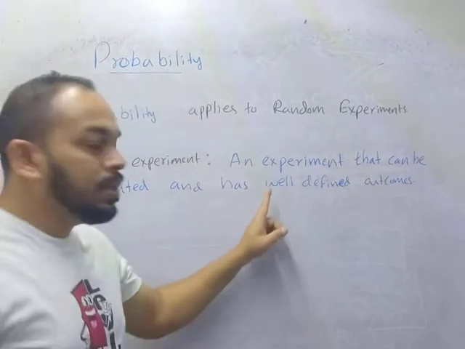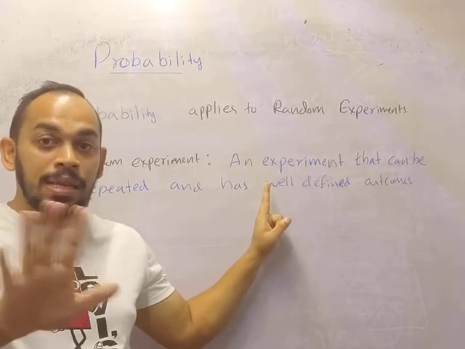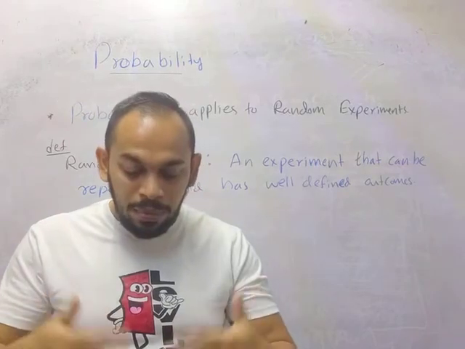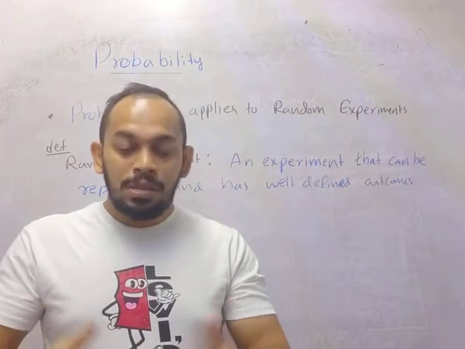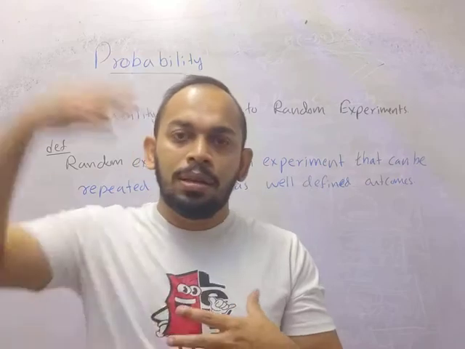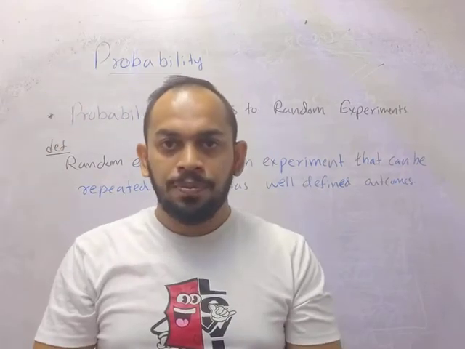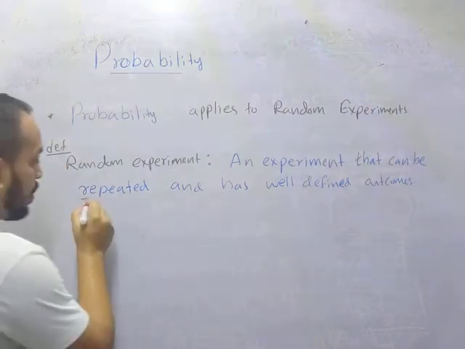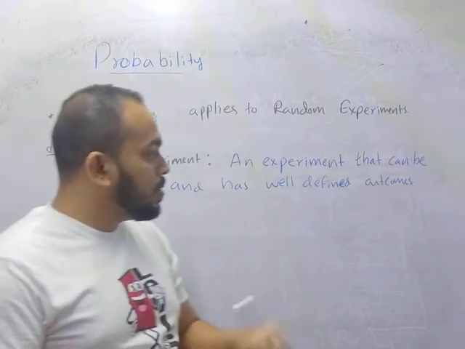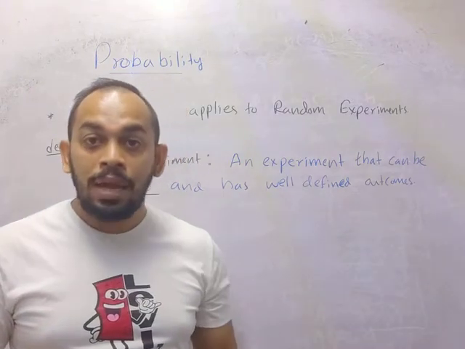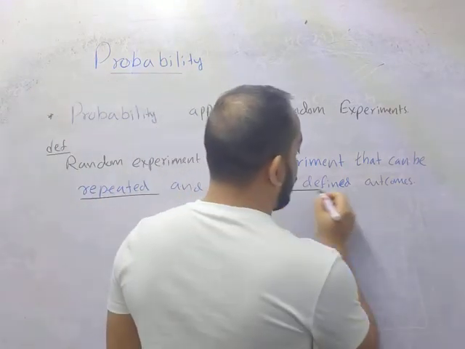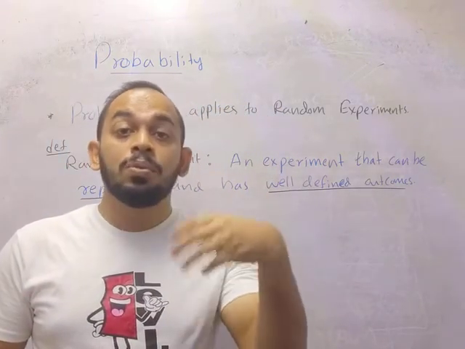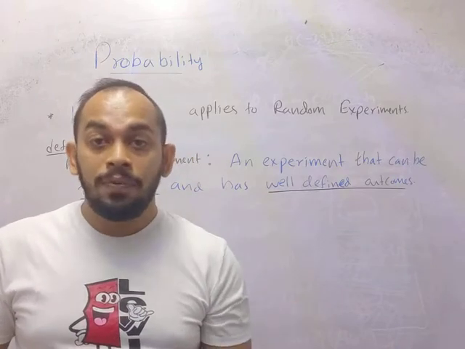A random experiment is an experiment, not just any experiment, that can be repeated. So you should be able to repeat this experiment. Suppose I do this experiment in Sri Lanka, another person in China can do the same experiment repeatedly. It can be repeated and has well-defined outcomes. Very important, these two things are very important. It should be an experiment that can be repeated and has well-defined outcomes.